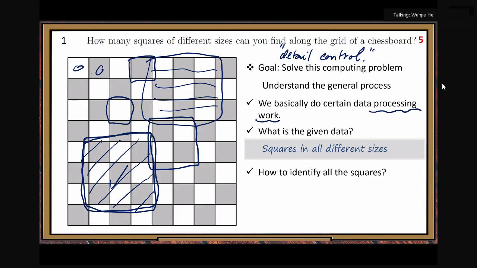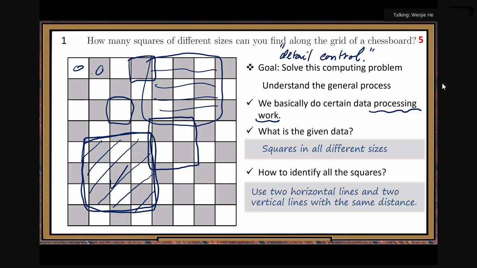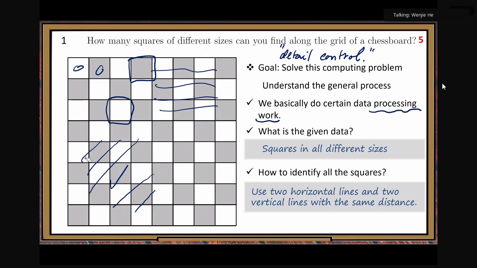This problem solving. Then how to identify the squares, all the squares. I want to say there is an easy way: use horizontal lines and vertical lines. That will be pretty easy. For each square, let me use one typical square somewhere.